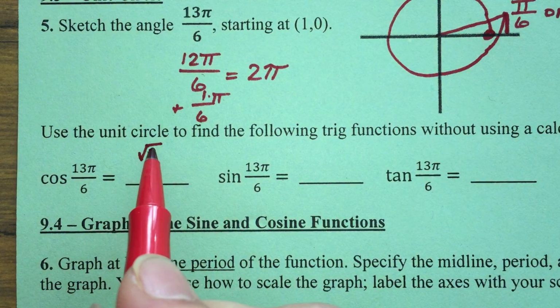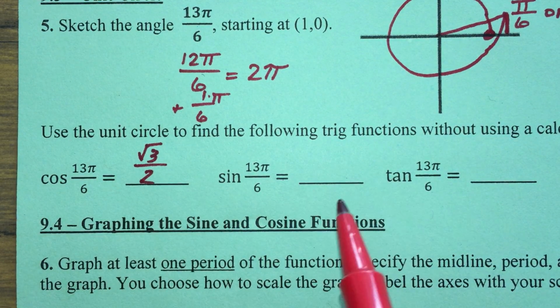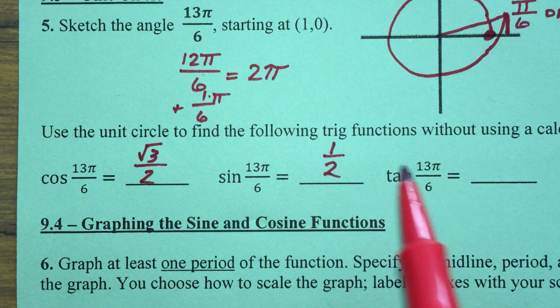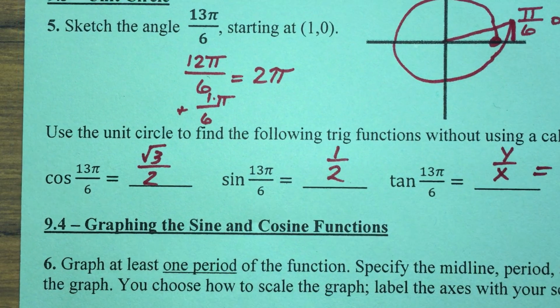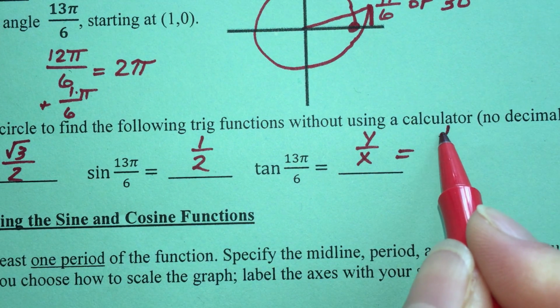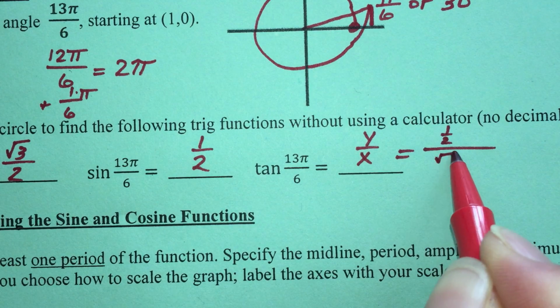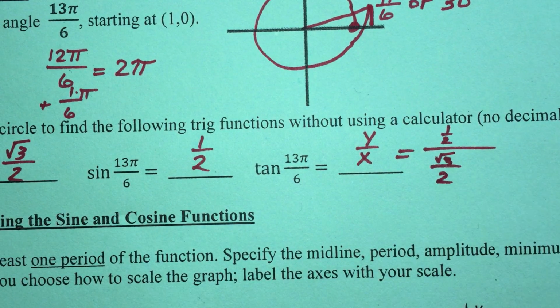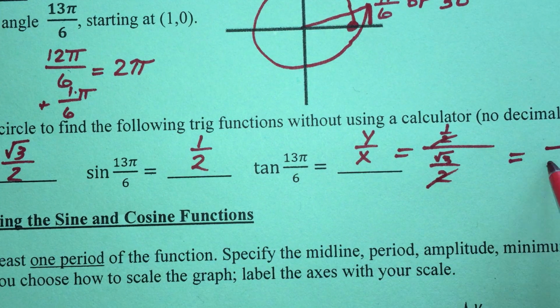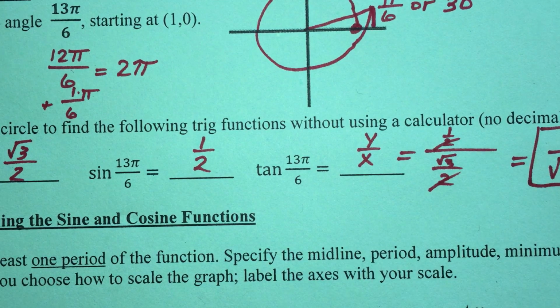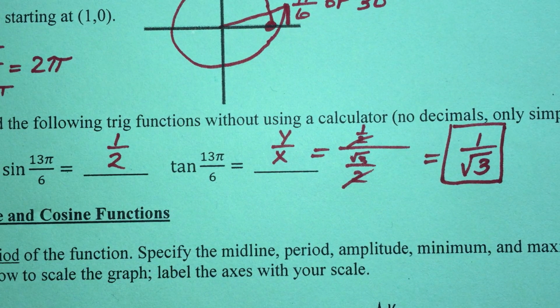So cosine, you just copy it. It's square root of 3 over 2. Sine is going to be 1/2. Tangent, we have y over x. So I'll just write that out. It's going to be y over x, or sine over cosine. And so it's 1/2 over square root of 3 over 2. And the denominators cancel here. Those 2's cancel. We're left with 1 over root 3. Or you can rationalize the denominator, but it's not required. So that's a good answer, 1 over square root of 3.